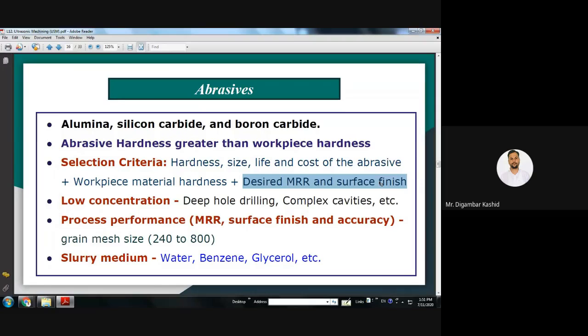Because, as we know, low concentration of the abrasive is for deep hole drilling, so that the abrasive and the liquid carrying the abrasive can penetrate inside. Especially in the case of complex cavities, low concentration of the abrasive is recommended for drilling purposes as well as for complex cavities.